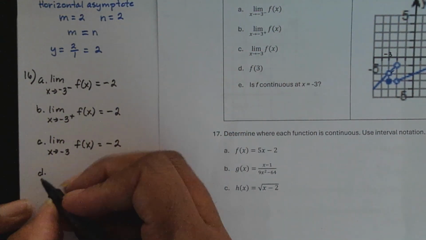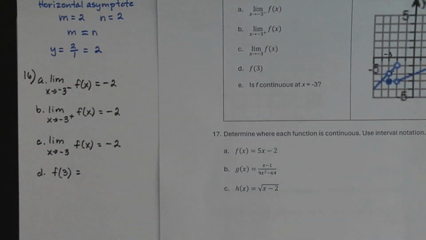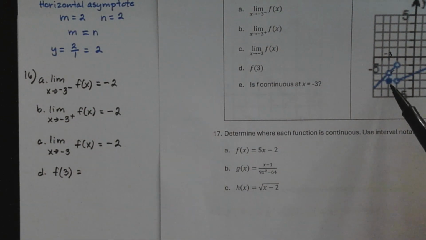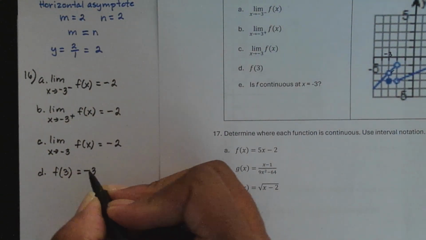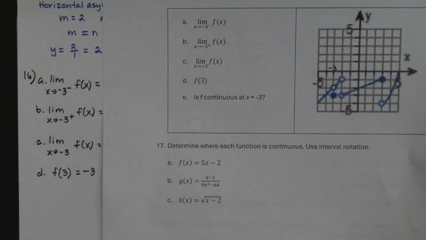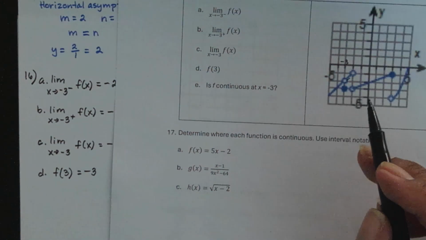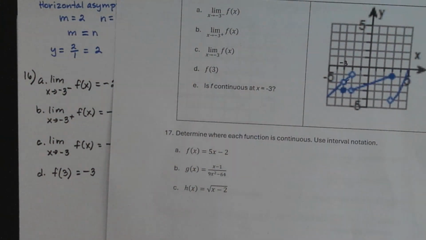Okay. Now part D is what is f of 3? So what will be the value, or the y value, for that point when it's at -3? That's supposed to be -2 then? Yeah, that's -3 as well. It says f of 3. So the question says D is f of 3, not negative.